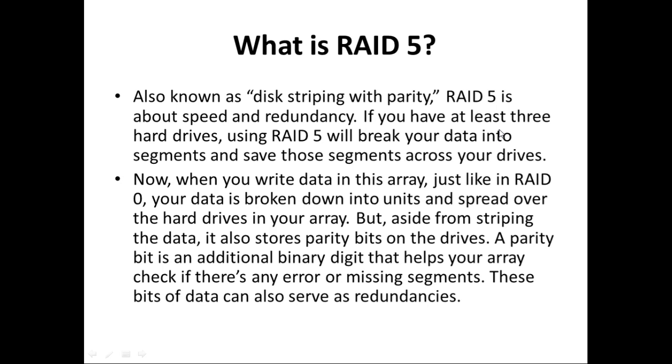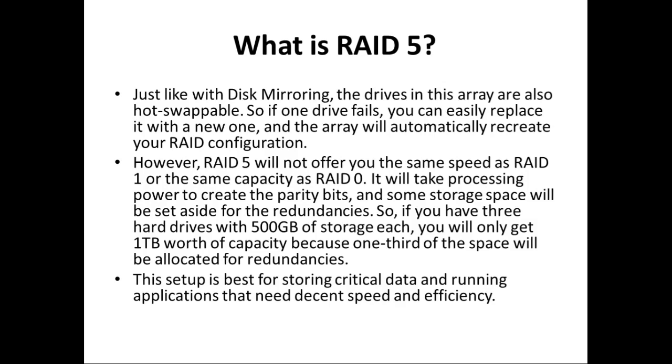Now, when you write data in this array, just like in RAID 0, your data is broken down into units and spread over the hard drives in your array. But aside from striping the data, it also stores parity bits on the drives. A parity bit is an additional binary digit that helps your array check if there's any error or missing segments. These bits of data can also serve as redundancies. Just like with mirroring, the drives in this array are also hot swappable. So if one drive fails, you can easily replace it with a new one, and the array will automatically recreate your RAID configuration.